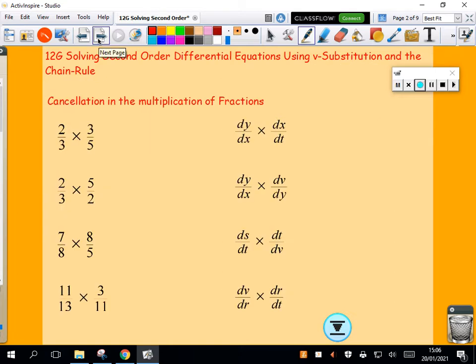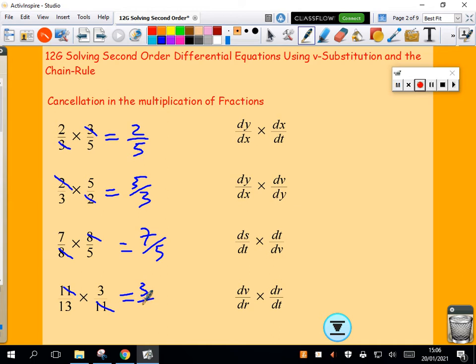I want to talk a little bit about cancellation and the multiplication of fractions. So if I multiply 2/3 by 3/5, the 3's will cancel to get 2/5. Any time you're multiplying two fractions where the denominator of one is equal to the numerator of the other, those two things will cancel. So 2/3 times 5/2, the 2's will cancel to give me 5/3. 7/8 times 8/5, the 8's will cancel to leave me with 7/5. 11/13 times 3/11 is 3/13, and this extends into derivatives, which are just fractions.